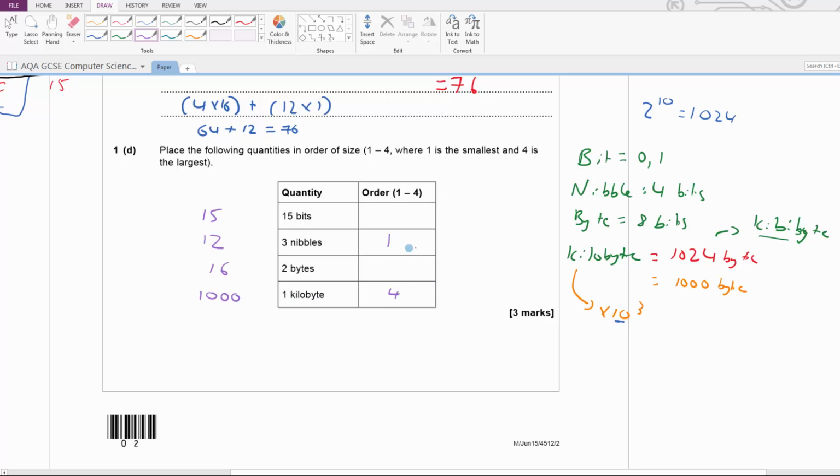Smallest is 3 nibbles. Second smallest is 15 bits, so this is 2, and then we have 3 here. It should be a really easy 3 marks.